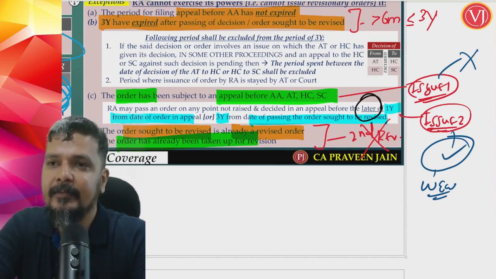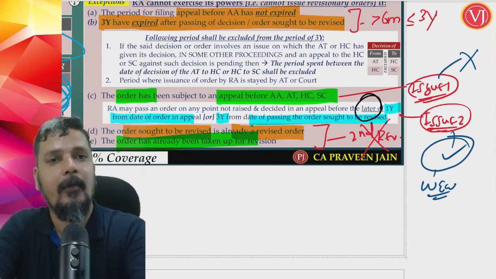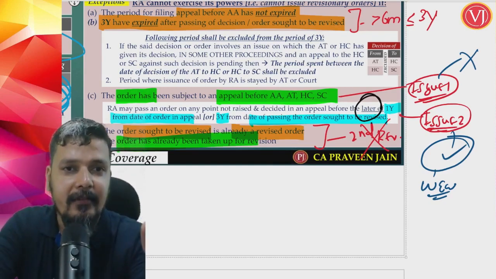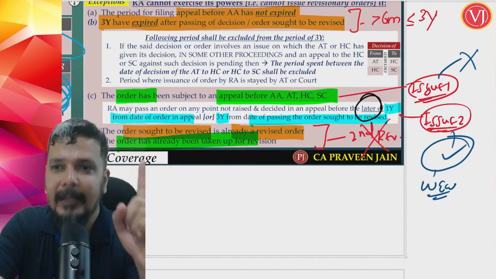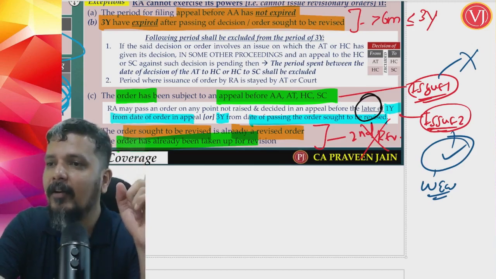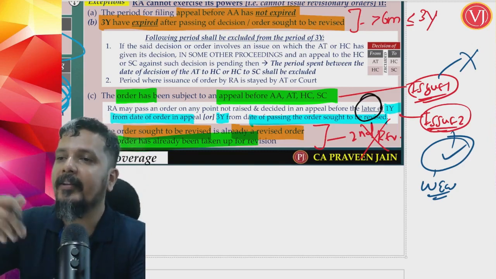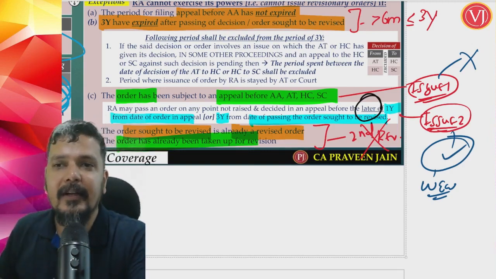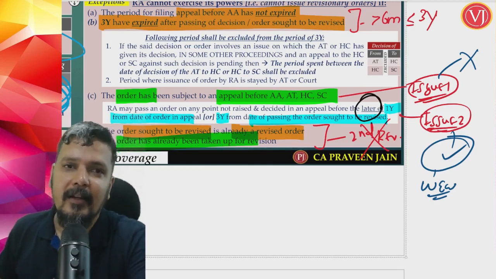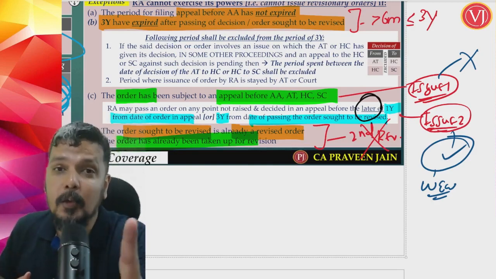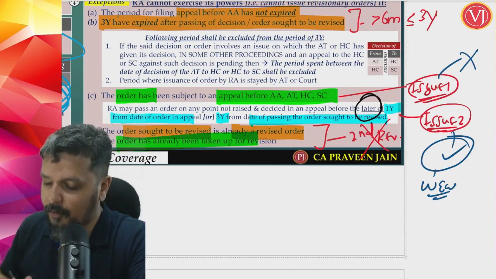What is extra time? After appeals is decided for issue 1, they'll still have minimum 1 year time. What is the time limit? 1 year from the appeals order or 3 years from the original order, whichever is later. They can take up issue 2. They can take up not issue 1.